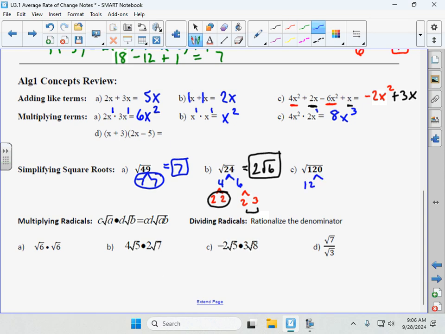All right, so I'll do 12 times 10. That's 120. 12 I can break down to 4 times 3. 4 is 2 times 2. 3 doesn't break down. 10 I can break down to 2 times 5.